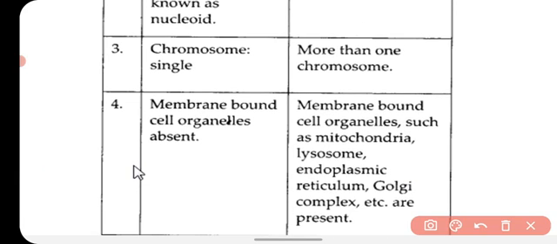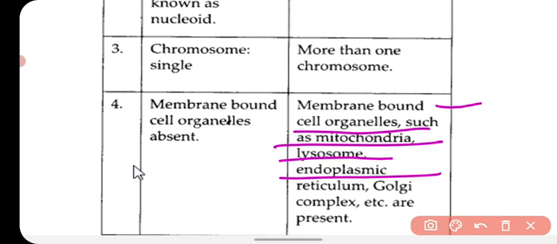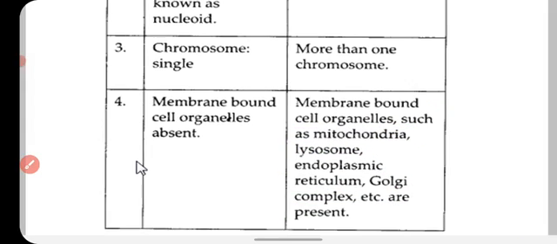And the next difference is that prokaryotic cells do not have membrane bound cell organelles. The membrane bound cell organelles are absent in the prokaryotic cells, while in the eukaryotic cell, membrane bound cell organelles such as mitochondria, lysosome, endoplasmic reticulum, Golgi apparatus, etc. are present.